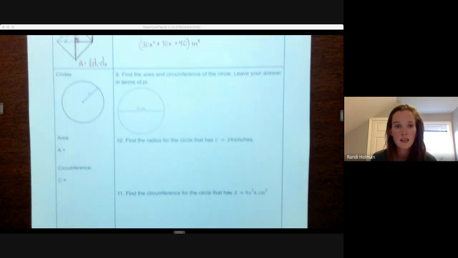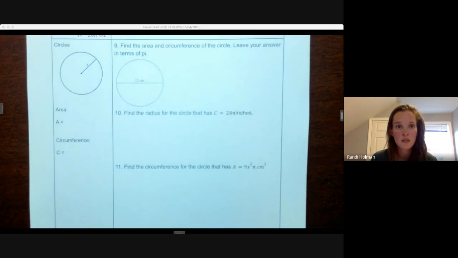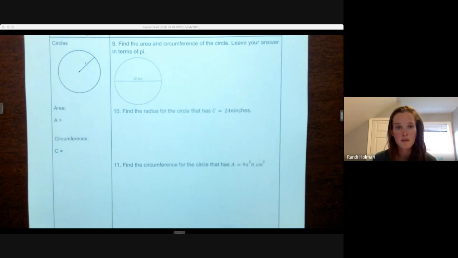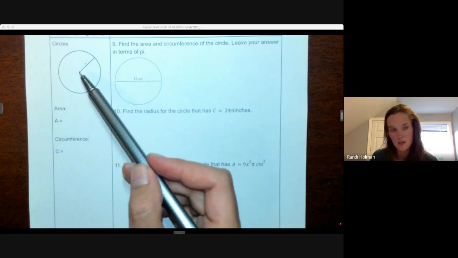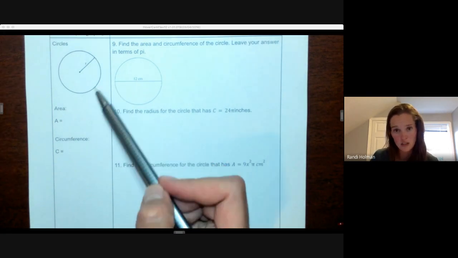Okay, last but not least, we are going to look at some circles. So circles are a little different. They're not polygons. So we have some different dimensions that we're going to be using. Particularly, we're going to be focused on the radius, which is the distance from the center of a circle to any point on the exterior of a circle.